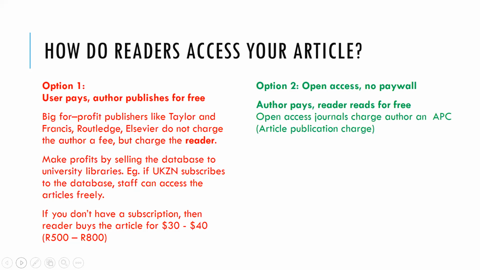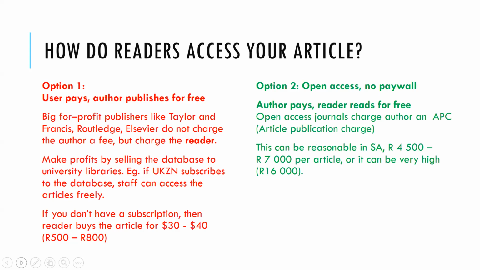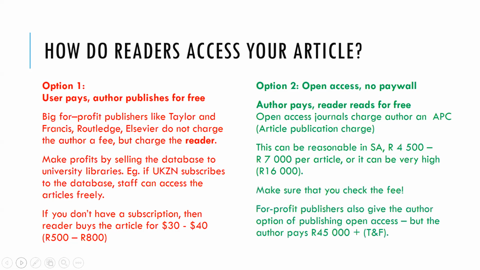The open access option means that often the author pays, hopefully a small publication fee, and the reader reads for free. So essentially, open access, like the Journal of Education, many South African education journals are like this. Your APC, or article publication charge, might be between 4,000 and maybe 7,000. Sometimes it can be quite a lot higher. So you need to talk to your supervisor about who would pay for that fee. Make sure you check the fee.